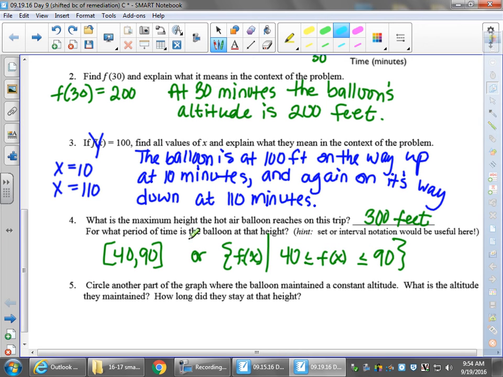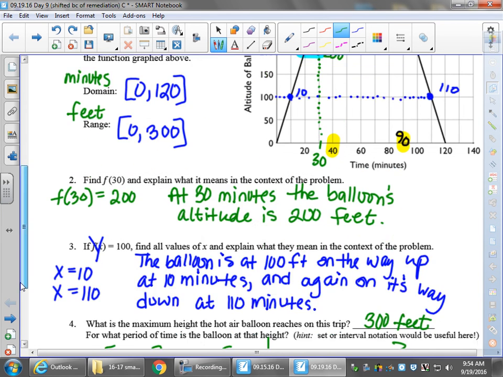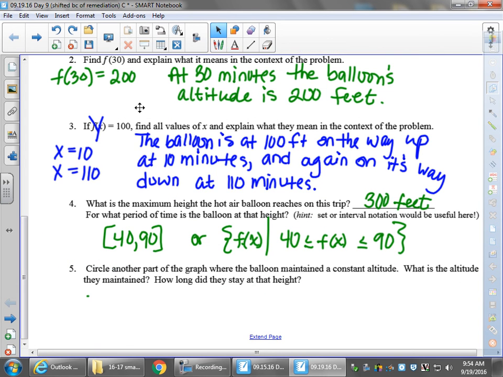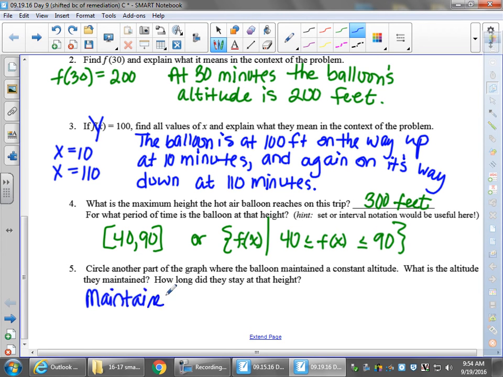It says we circled it or highlighted it. That part's done. But then it says, what is the altitude they maintained? Let's check. Yep, 200 feet. So maintained an altitude of 200 feet. Altitude of 200 feet.